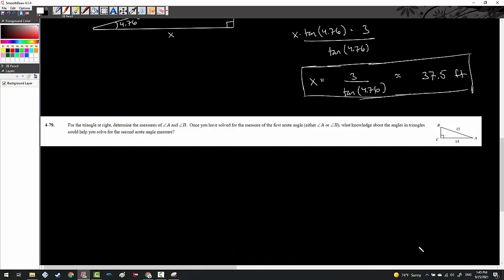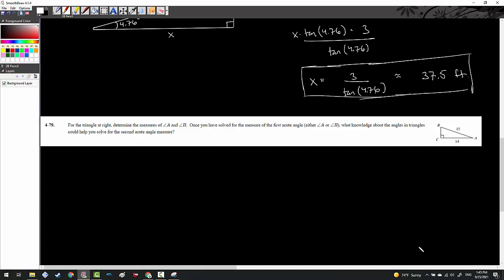In this next problem, it says, for the triangle at the right, determine the measures of angles A and B. Once you have solved for the measure of the first angle, what knowledge about angles and triangles can you use to help solve for the second angle measure? Okay, so in this one, notice how they're asking me to solve for an angle now. What did we just learn? We just learned that inverse trig functions allow us to solve for measures of angles.